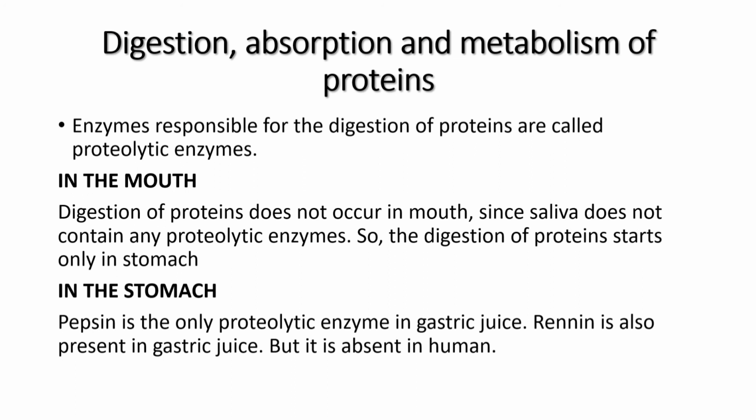Enzymes responsible for the digestion of proteins are called proteolytic enzymes. In the mouth. Digestion of proteins does not occur in mouth, since saliva does not contain any proteolytic enzymes. So, the digestion of proteins starts only in stomach. In the stomach. Pepsin is the only proteolytic enzyme in gastric juice. Renin is also present in gastric juice, but it is absent in human.